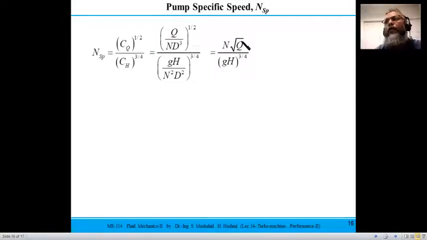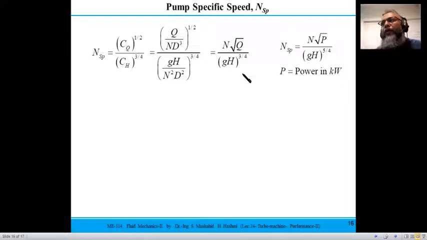So only if you have an operating condition like flow rate, RPM and head given, you can work out that number, which is called the pump specific speed. And we can do it in different forms. Instead of flow rate, we can convert it into power requirement. Then the formula for specific speed would be N times the square root of power in kilowatts, over the head. These are dimensionless coefficients.